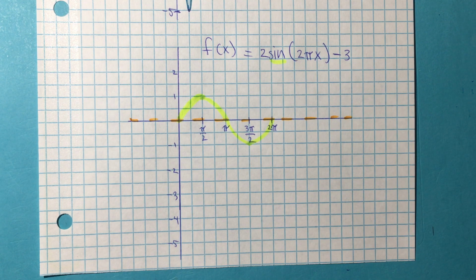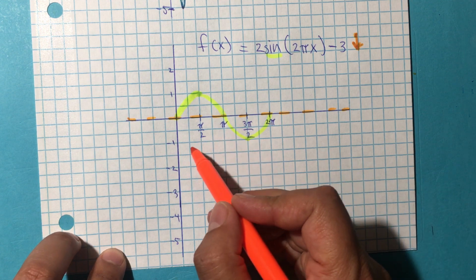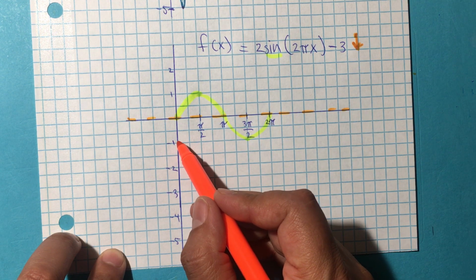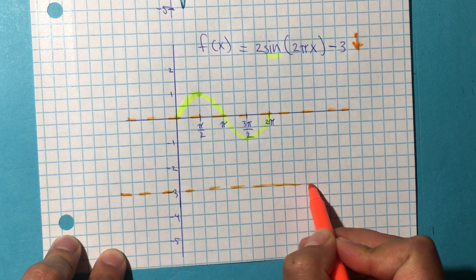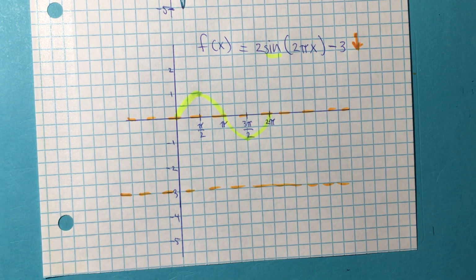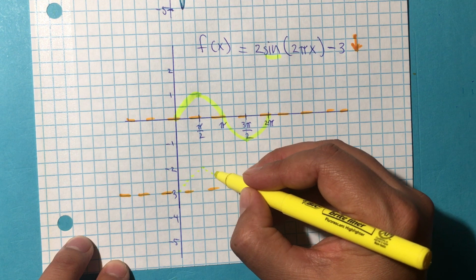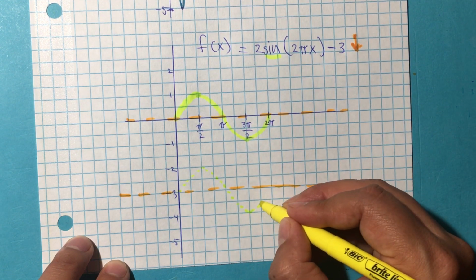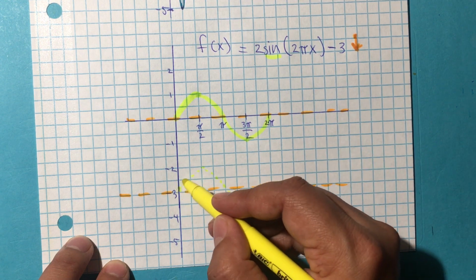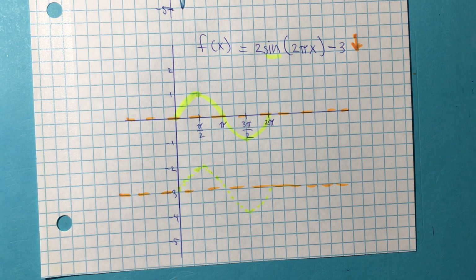And so the first thing that we're going to do is the vertical shift, so we're going to go down 3 spaces. So it's 1, 2, 3. The midline is going down 3 spaces. Okay, and that means that the new graph would be something like this. Okay, we did the vertical shift only.